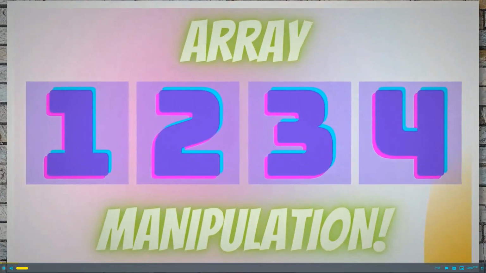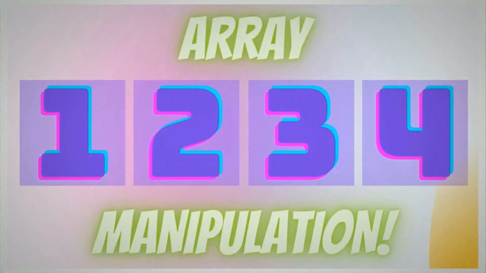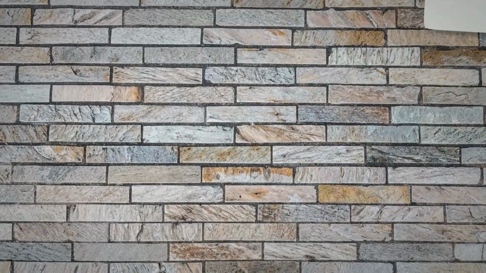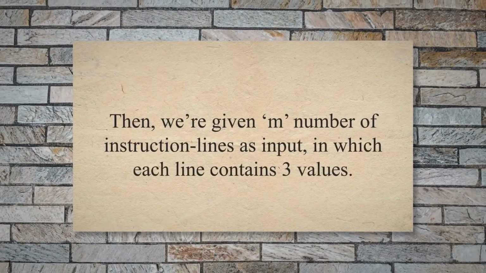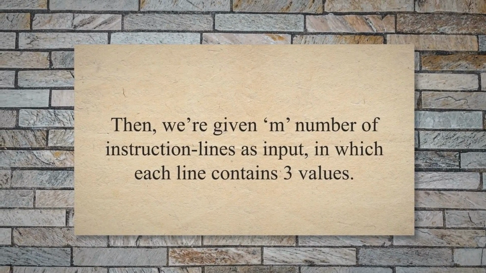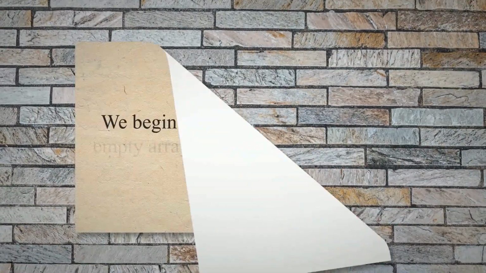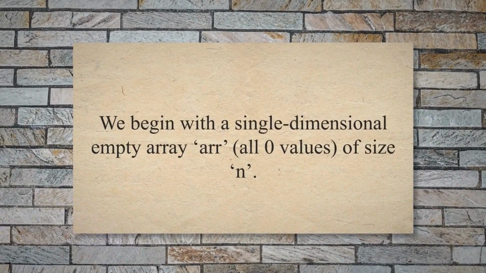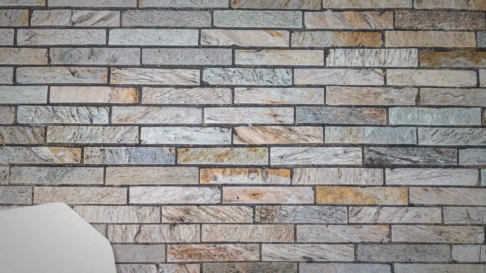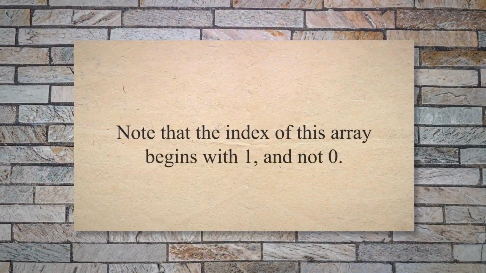In the question, on the first line, we're given two integers, say, n and m. Then, we're given m number of instruction lines as input, in which each line contains 3 values. We begin with a single-dimensional empty array R, all 0 values, of size n. Note that the index of this array begins with 1, and not 0.